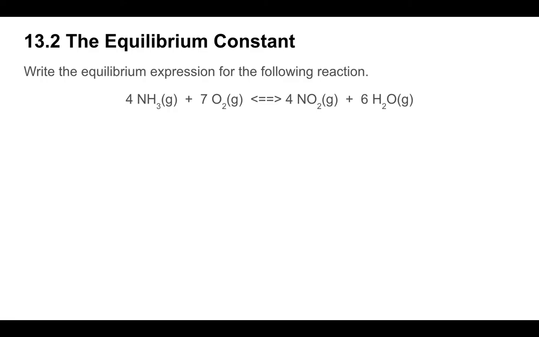equilibrium problem. Okay, so the equilibrium expression here would be NO2 raised to the 4th power, H2O raised to the 6th power, over NH3 to the 4th power and O2 to the 7th power. So that's just how you would create the equilibrium expression. Then you would plug in numbers to get the equilibrium constant value.